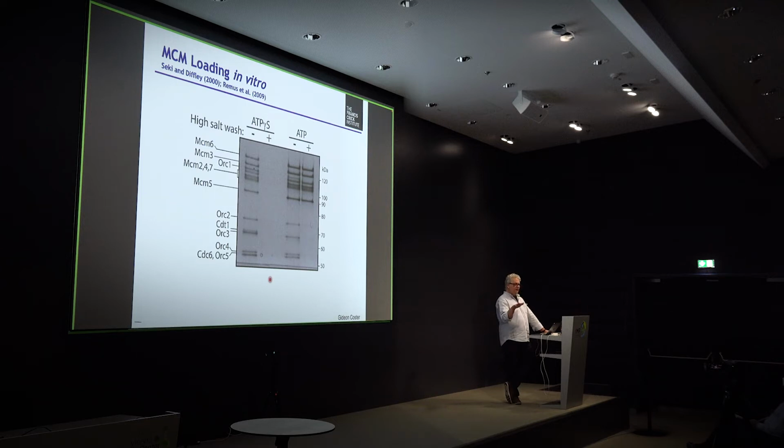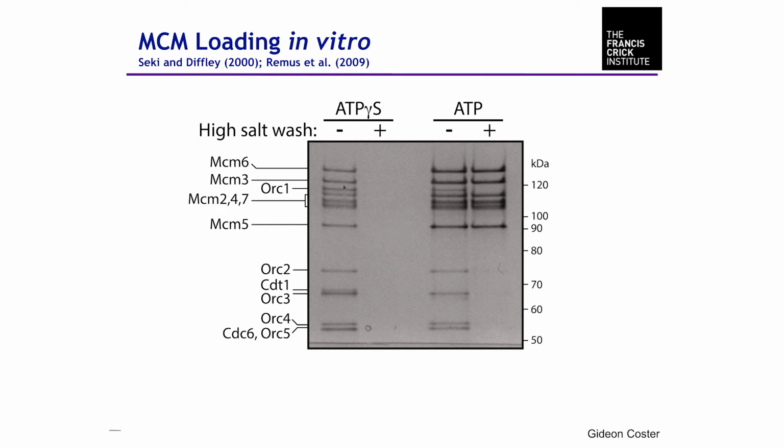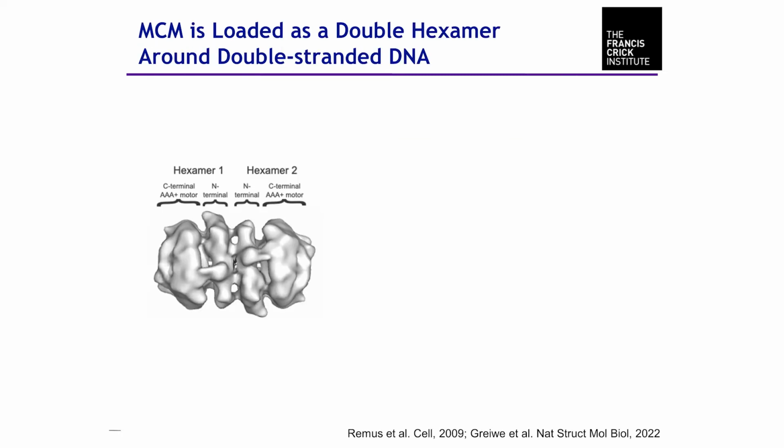If we do the same experiment, but we use ATP instead of ATP gamma S, you see something fairly similar in the low salt wash. But when you do this high salt wash, now what happens is that ORC and all the cofactors are removed from the DNA, but what's left behind are the 6 MCM subunits. And these 6 MCM subunits are actually loaded into a double hexamer. So it's 2 hexamers bound in a head-to-head configuration, joined at this N-terminal collar domain.